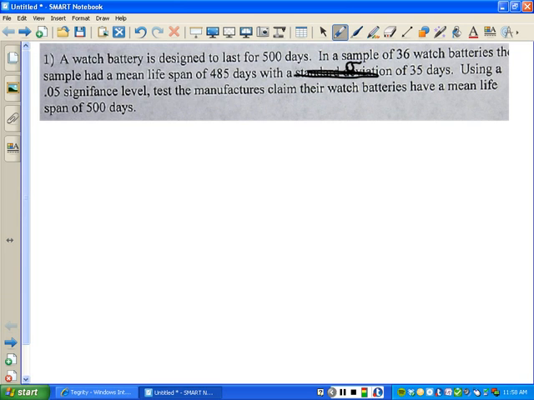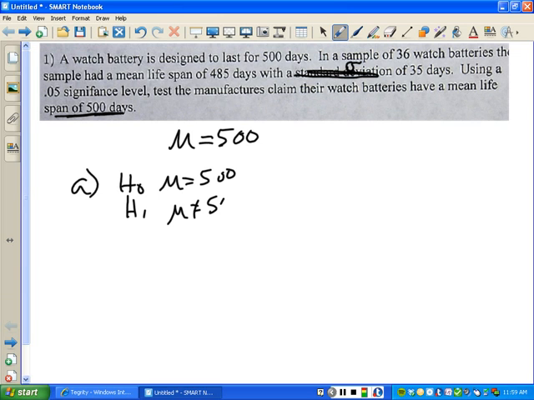Now, we are testing the claim that the watch batteries have a mean lifespan of 500 days. So in words, the mean is 500. In symbols, it would look like this: mu equals 500. Again, not using X bar. I know what X bar is. It ain't 500. It's mu equals 500. So, with that being said, A will be that H0 is mu equals 500. H1 is that mu is not equal to 500.